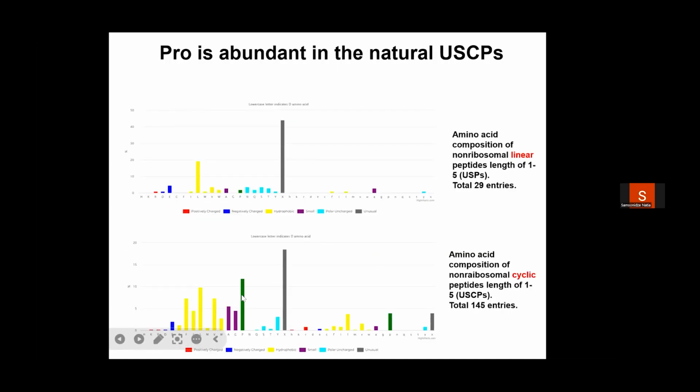As we see here, phenylalanine, tryptophan, isoleucine, and proline are more abundant in cyclic peptides than in linear peptides.